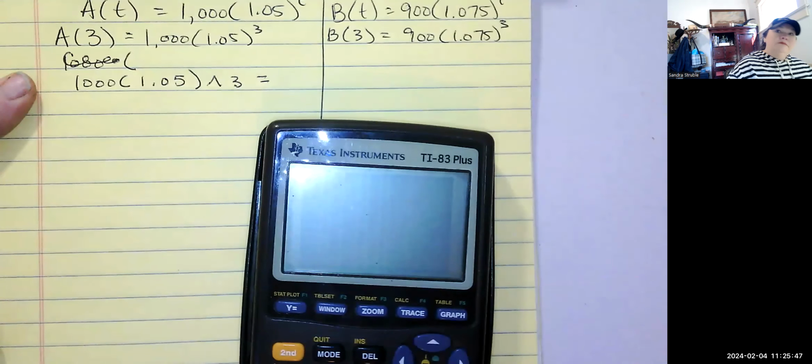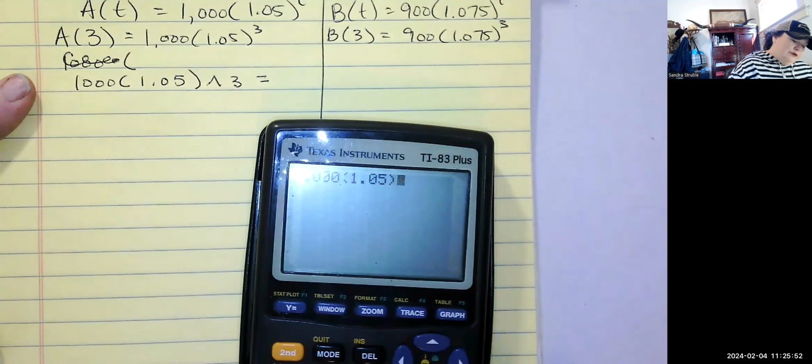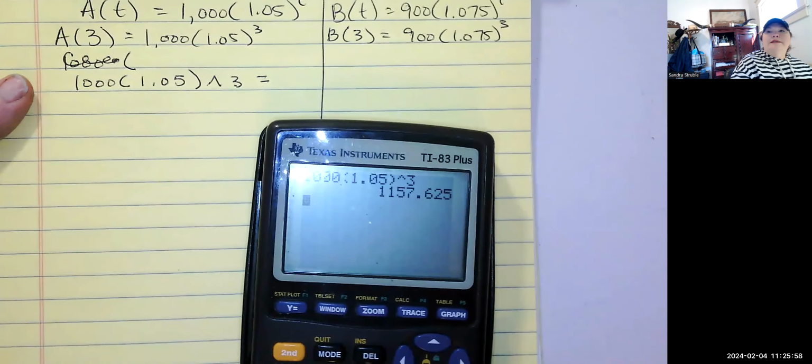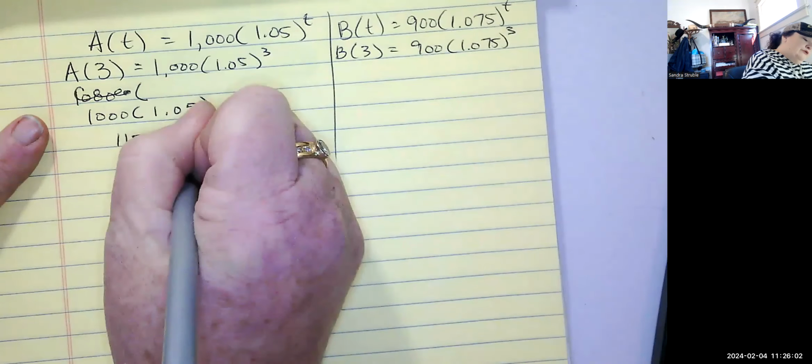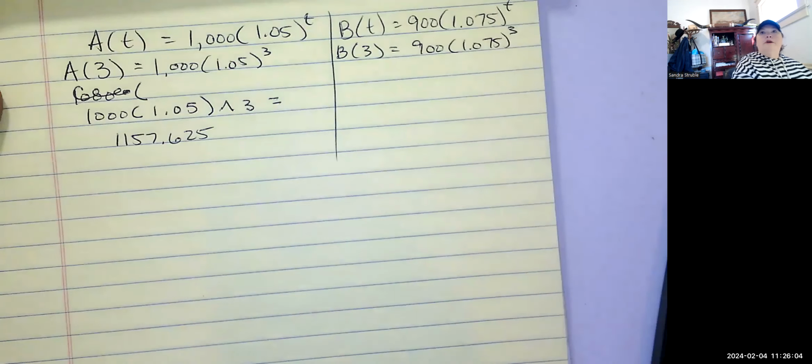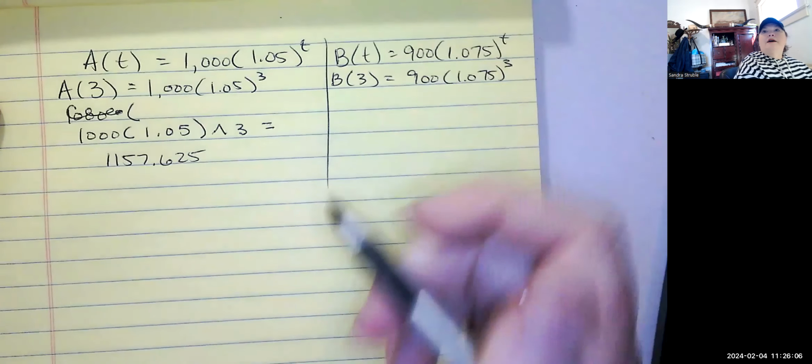So 1,000, parenthesis, 1.05, close, caret 3 equals. It is 1,157.625. 1,157.625. Cool. All right, let's do the other one.